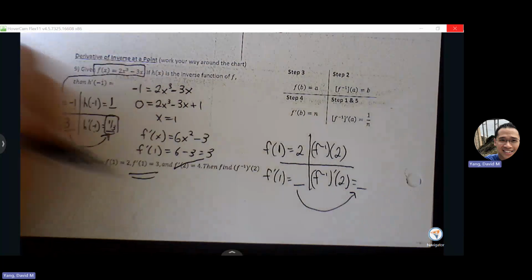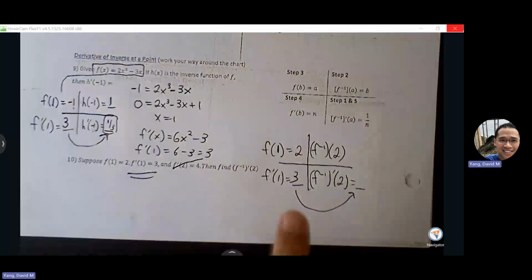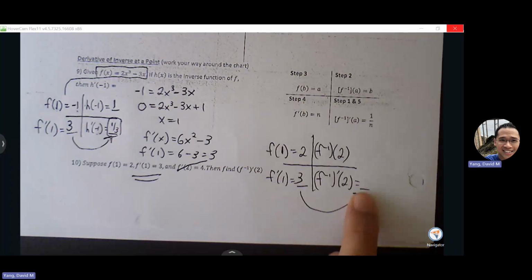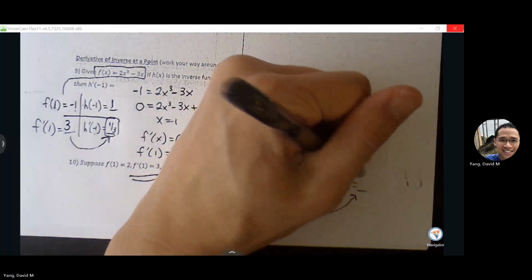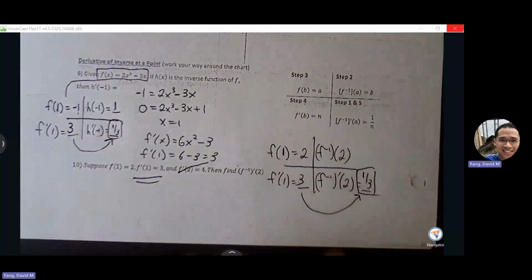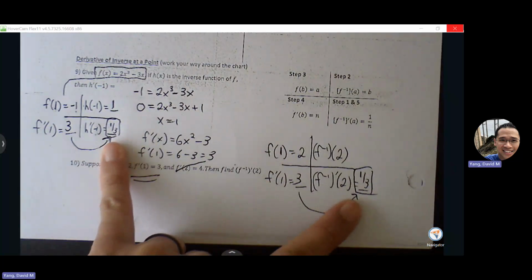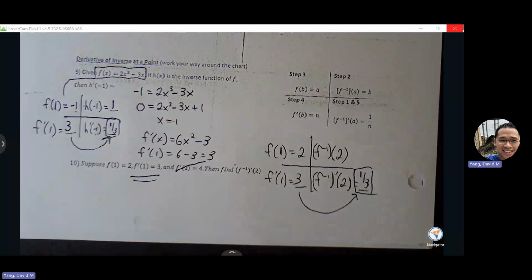Okay, f prime of 1 equals 3. That's what's going to help us. So if the slope at 1 is 3, then the slope of the inverse at 2 must be what? It's just a coincidence that these are the same numbers. Your answer is not always going to be 1/3. Just a coincidence.